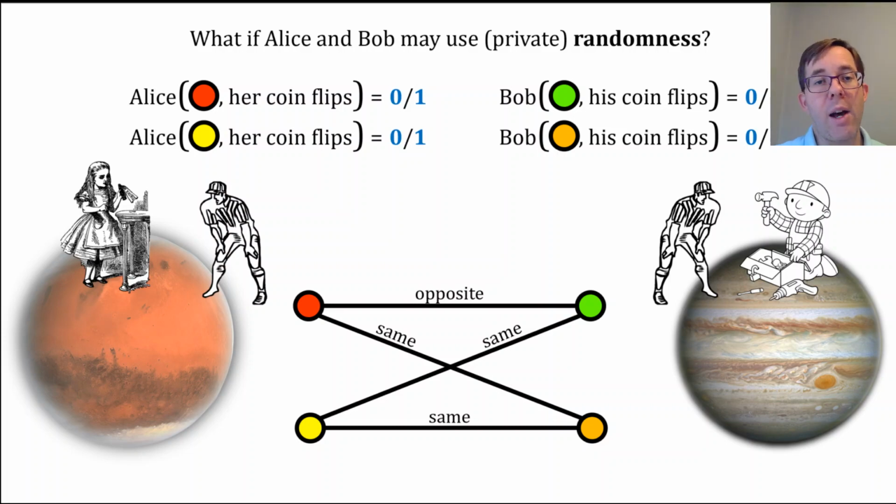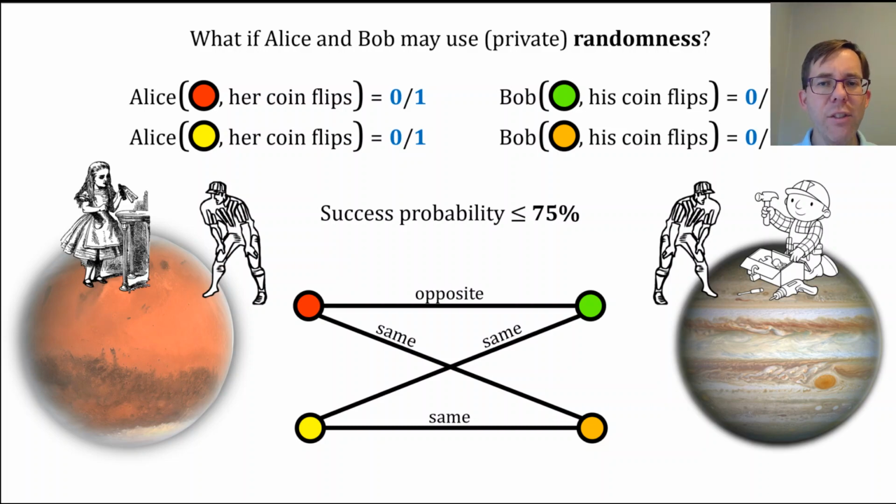Now we can ask, with this ability to flip coins, how well can they succeed at the magic trick? And it's not very hard to show. You can think about it as I'm speaking here, that this doesn't really help Bob and Alice. Their best success probability remains 75%.